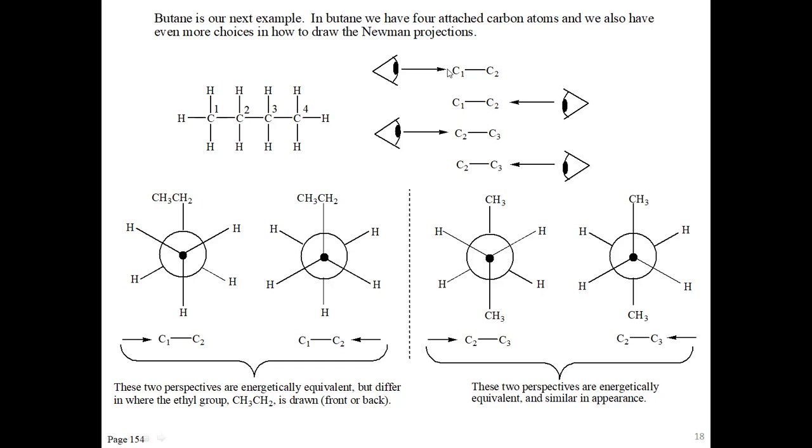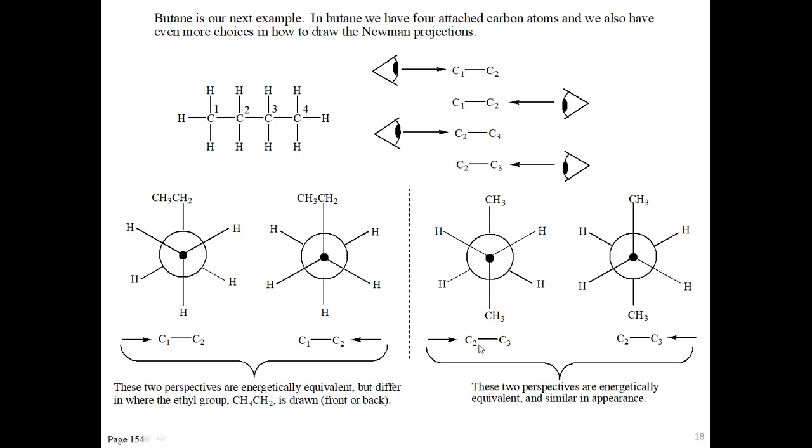You can take a look. If I look at C1 first, I have 3 hydrogens. But if I look at C2 first, then I have that ethyl group, okay, on the front. But if I look in the middle, okay, I have 2 hydrogens and a methyl and 2 hydrogens and a methyl. So either way we look at it, it's 2 hydrogens and a methyl.